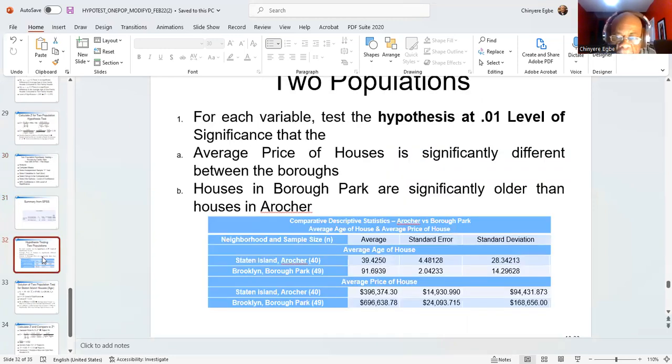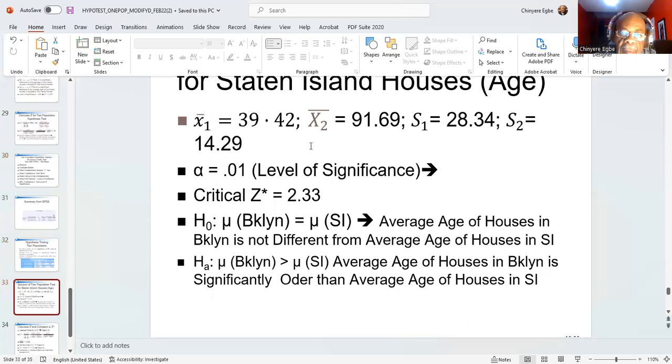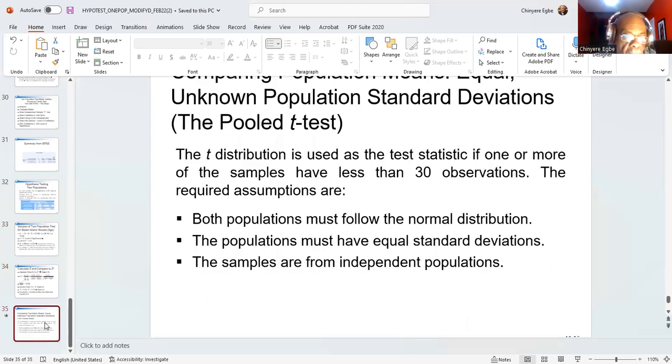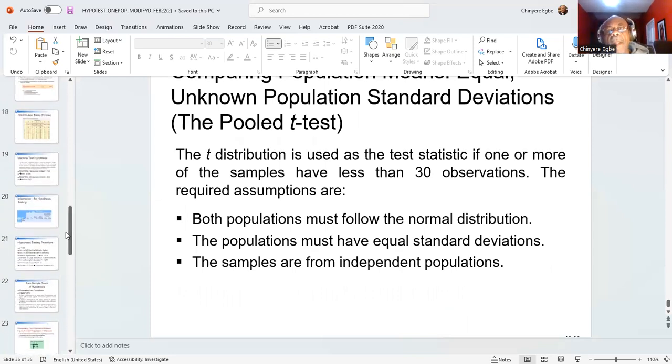That's just the same problem illustrated, so we're not going to go through that. Same thing here. You can look through those problems. This is another problem with houses in Brooklyn older than houses in Staten Island. So the same illustration. Does anybody have any questions?